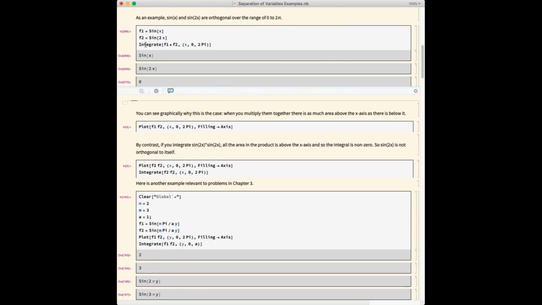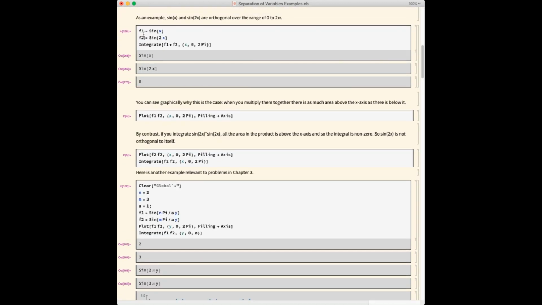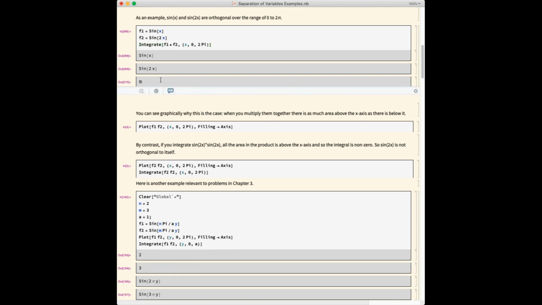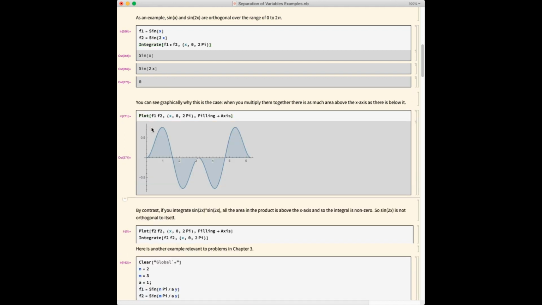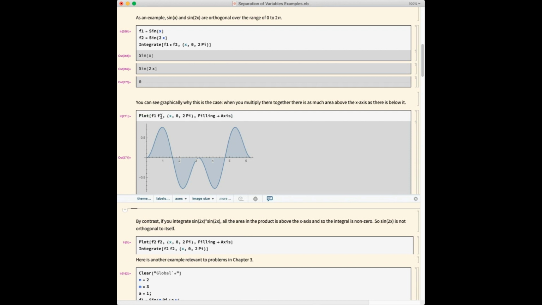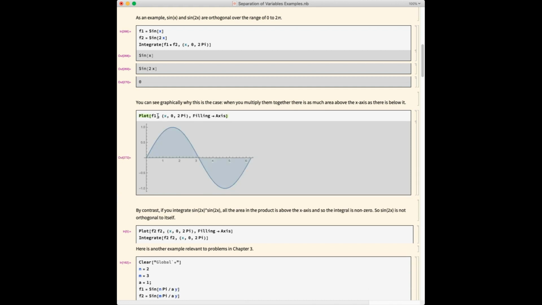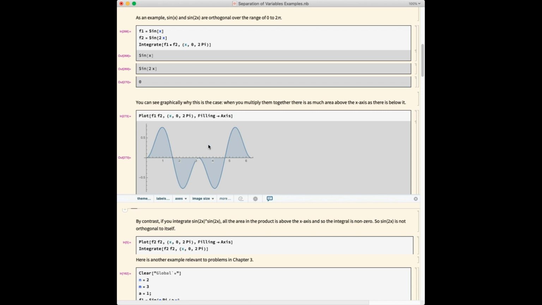For example, here in my Mathematica notebook, I've just defined sine of x and then sine of 2x, and I can integrate the product of those. I just took two functions and multiplied them together. I integrated from 0 to 2 pi, and you can see the integral I got is 0. I can plot them as well. This is plotting the product. I can plot the individual ones, and of course you're just going to get a sine function. But if I plot the product of two sine functions, what I want you to notice is that when I'm integrating over this range, I'm taking the area under the curve, and there's as much positive area as negative area.